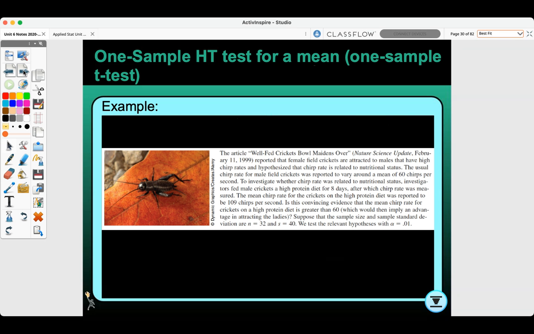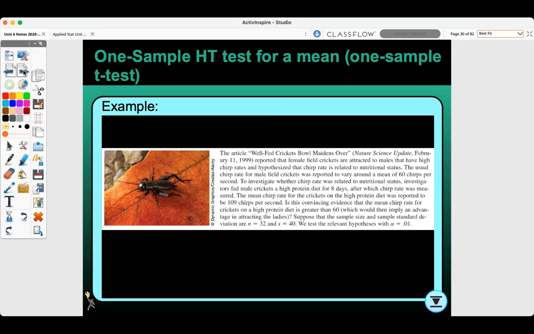Let's look at our example. The article, "Well-Fed Crickets Bowl Maidens Over," reported that female field crickets are attracted to males that have high chirp rates and hypothesized that chirp rate is related to nutritional status. The usual chirp rate for male crickets was reported to vary around a mean of 60 chirps per second. To investigate whether chirp rate was related to nutritional status, investigators fed male crickets a high-protein diet for 8 days, after which chirp rate was measured.